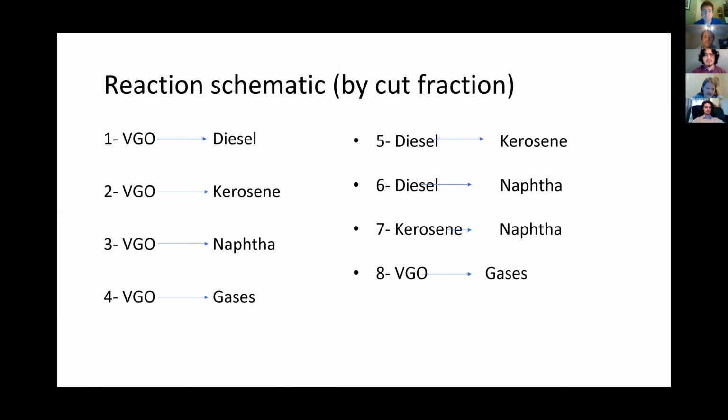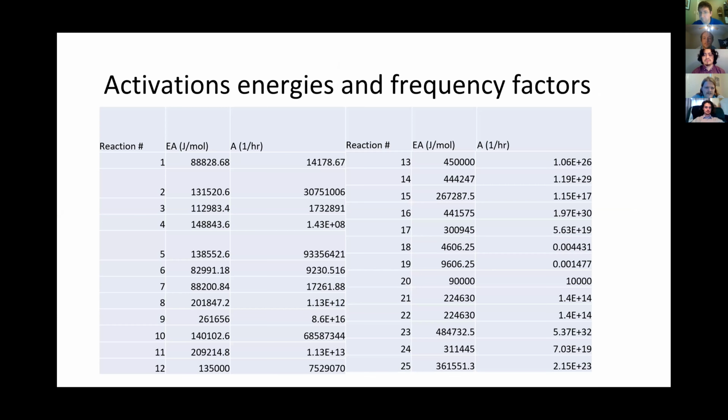And this is just a reaction schematic by cut fraction. We ended up with like 25 individual reactions, I believe, but they can all be summed up into this page, with the cut fractions of VGO reacts to diesel, VGO reacts to kerosene, and so on and so forth. And this just shows the activation energies and frequency factors. Basically, these are the kinetic values that we varied in order to regress our kinetics in ChemCAD.